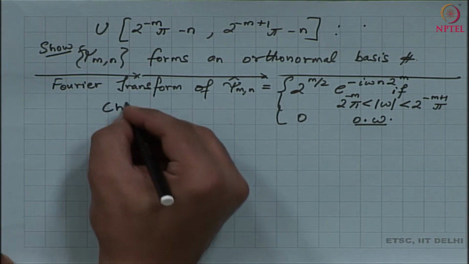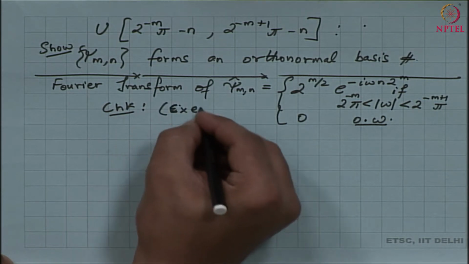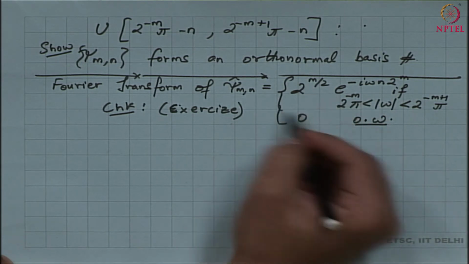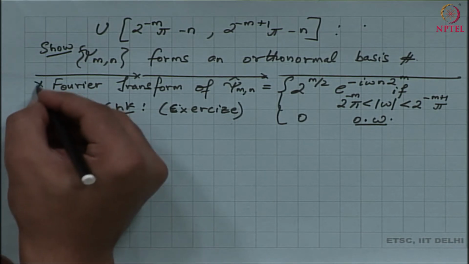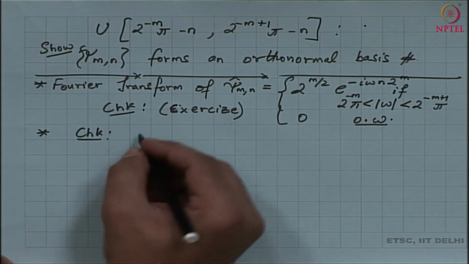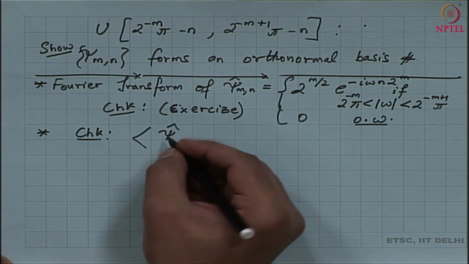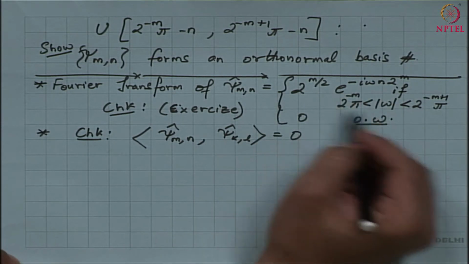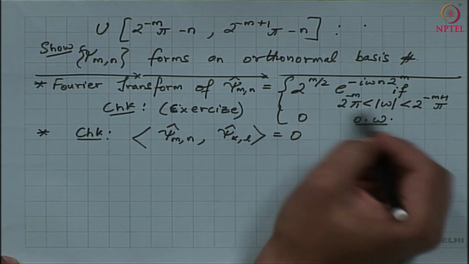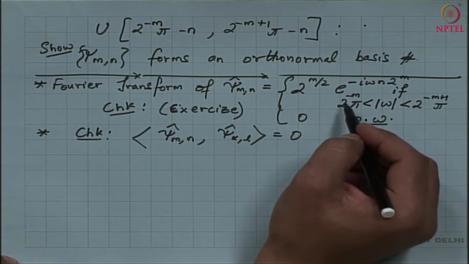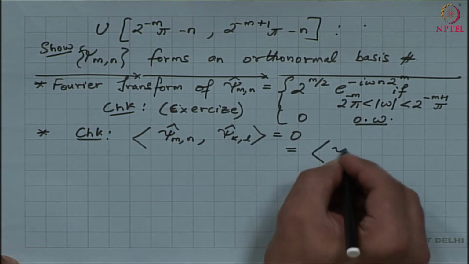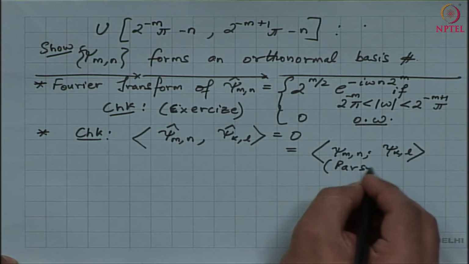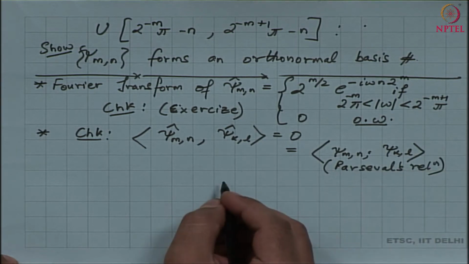I leave this as an exercise to the students to find that indeed the Fourier transform of psi m n, the discrete functions, is this following function. This has already been done and I have already shown the result here. So, that is one result. Further, the students are asked to check that the inner product of the Fourier transform psi m n with psi k l is also 0. That can be easily done by taking the appropriate inner product of the Fourier transforms of this discrete version of the functions. Now, I know that this is also equal to the inner product of psi m n with psi k l. This is via Parseval's relation.